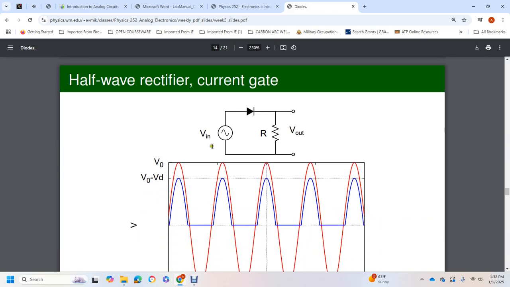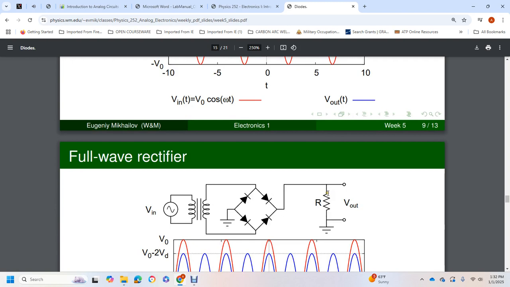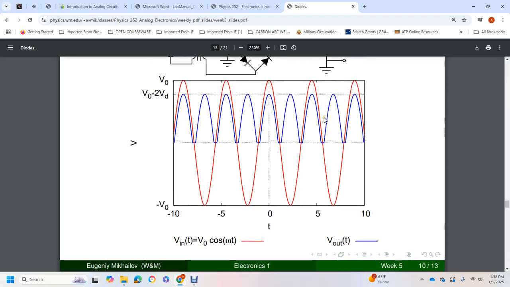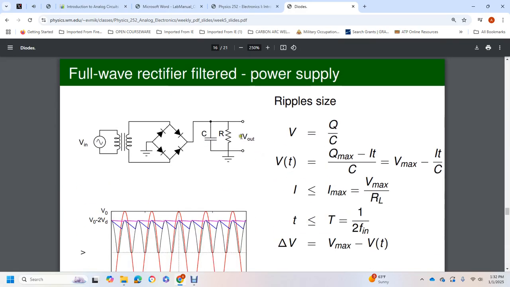The half-wave rectifier shows a voltage input going to the diode to the resistor, and the voltage output. It shows the cosine in red and the voltage output in time. Then it shows a full-wave rectifier: voltage in, transformer, grounded, four-diode Wheatstone bridge, and diodes to a resistor, voltage output. That's a full-wave rectifier. Cosine in green, orange, red, voltage output in time. So we have a full-wave rectifier filtered. That means we've added a capacitor and resistor.